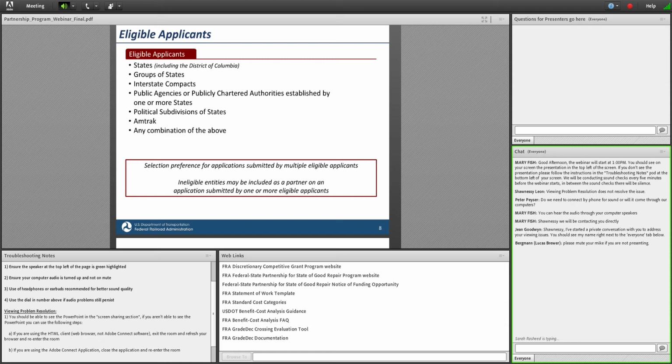In the partnership program, we do have a selection preference for joint applications. Those are applications submitted by multiple eligible applicants. So, an application submitted by two states or Amtrak in partnership with another public agency. But we would look at that to make sure there are multiple eligible applicants. Someone submitting with one eligible applicant with an ineligible applicant would not trigger the selection preference.